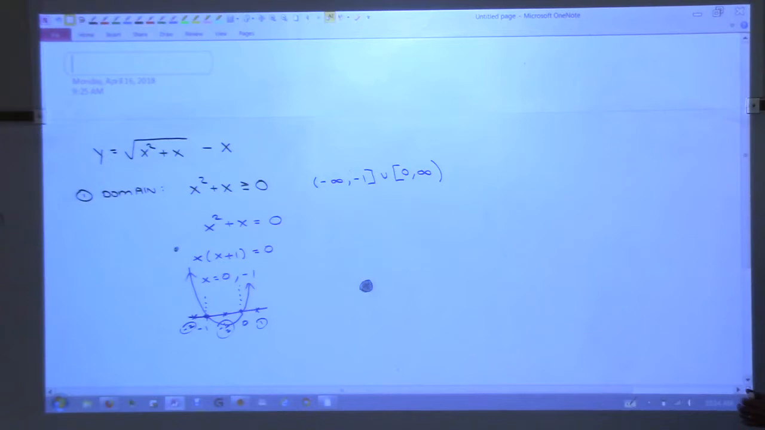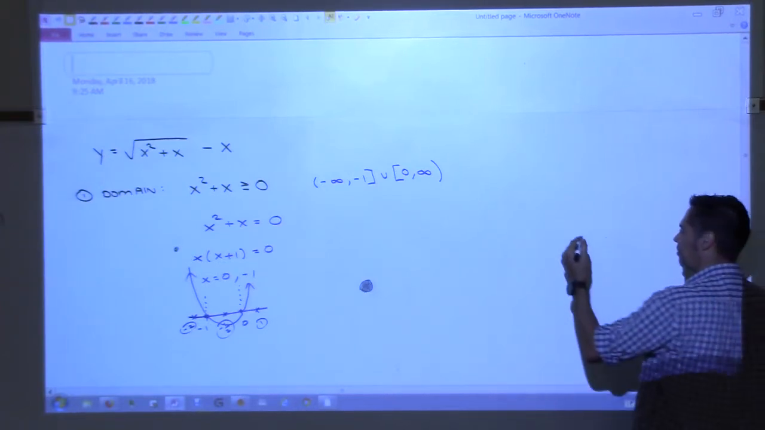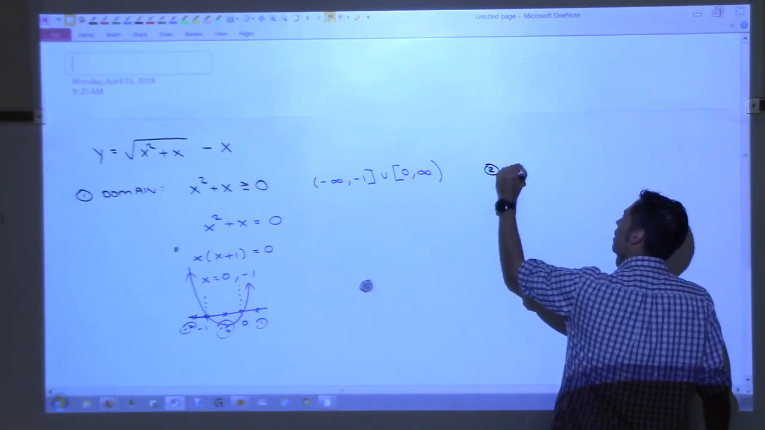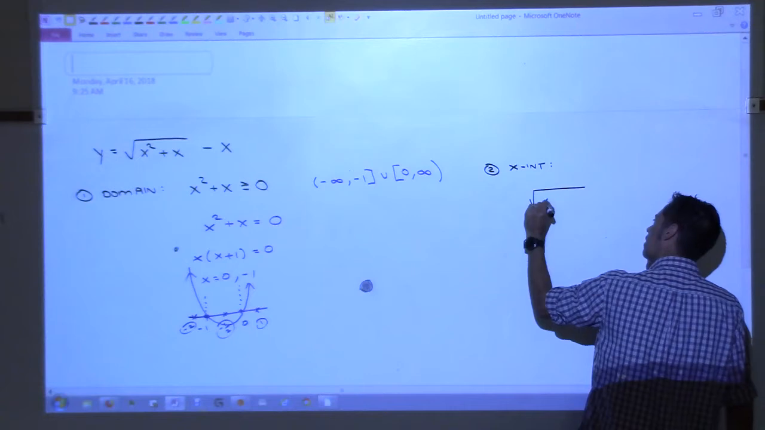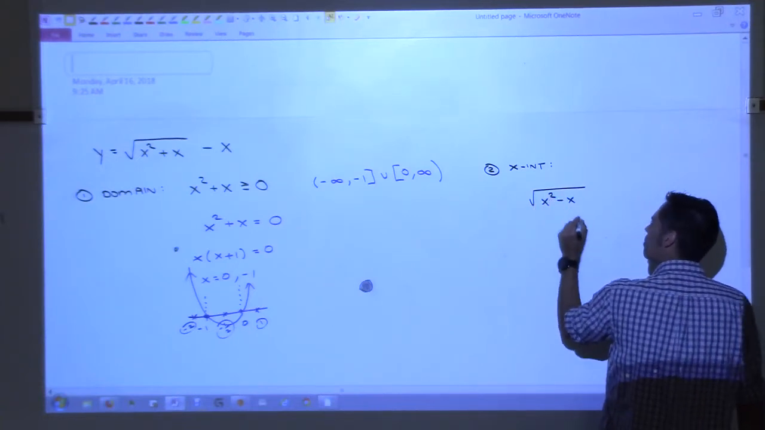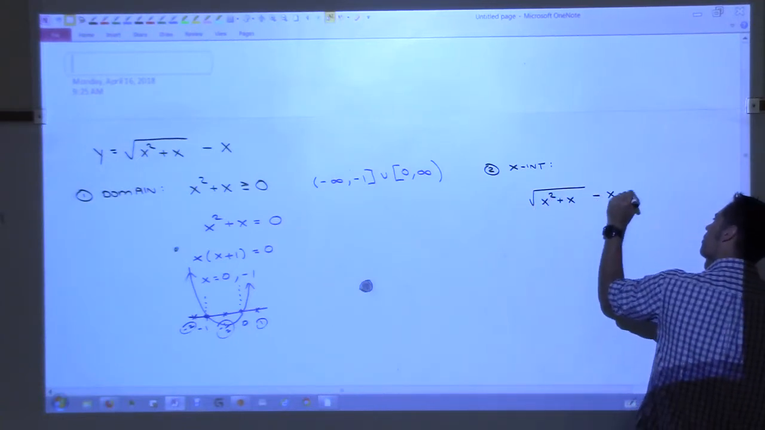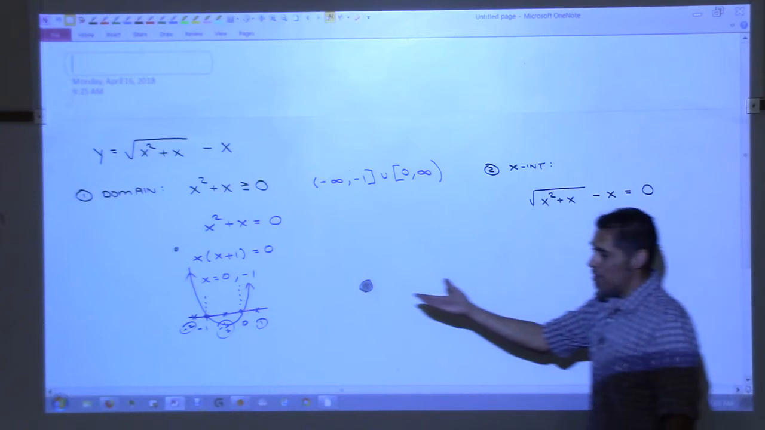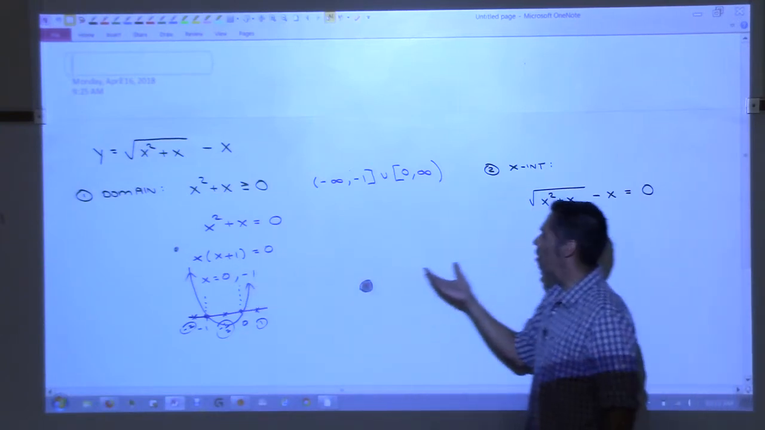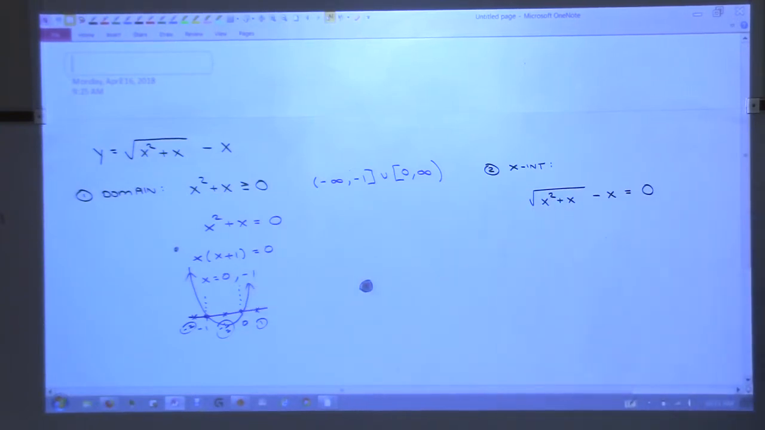Step 2. X-intercepts. Oh, this ought to be fun. To do that, you set the function equal to 0. I really like this problem. This is really a good problem. Let's bring it all back. You have to solve a quadratic inequality. And now you have to solve a radical equation, a square root equation. So let's see if we can remember the technique to solve this equation.